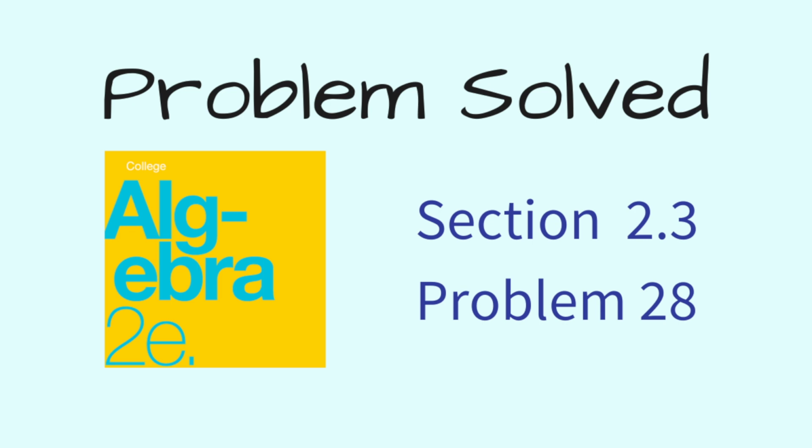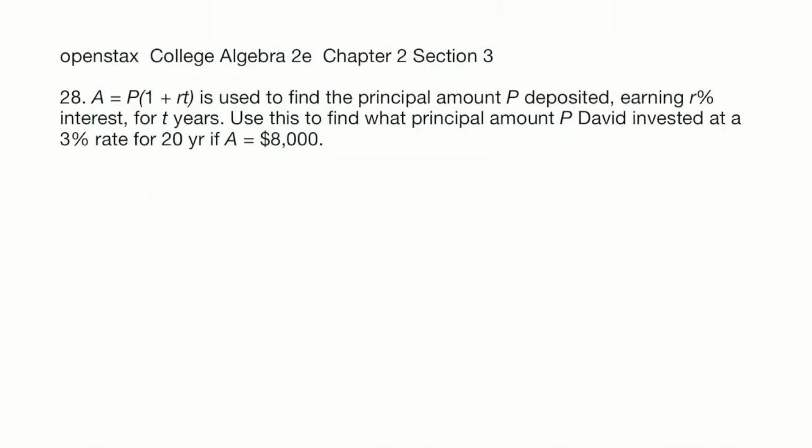Okay, in this problem, we are given a formula, A equals P times the quantity 1 plus RT. And they are telling us this is used to find the principal amount P that is deposited, and it is earning R% interest for T years. We need to find the principal amount P that David invested at a 3% rate for 20 years if A is equal to 8,000. Okay, A is our accrued amount.